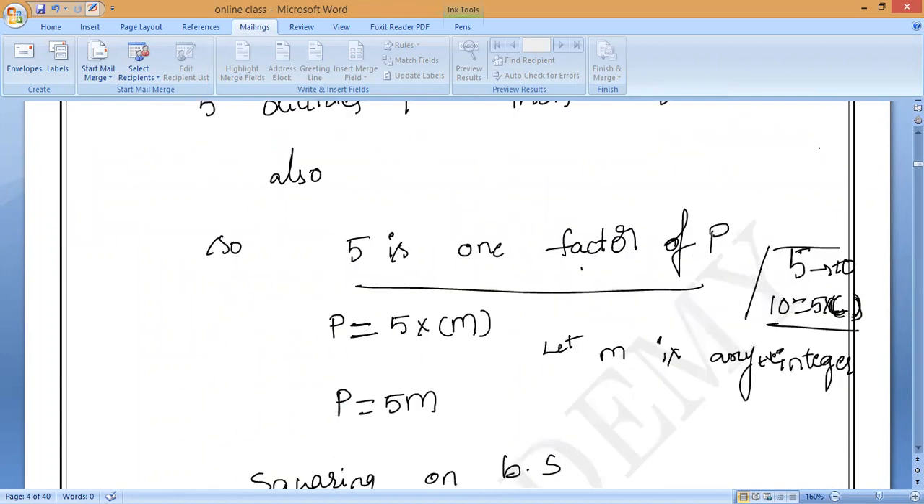How to write a common factor? Suppose 10 equal to 5 into some number, where 5 is a common factor. In place of 10, here p has one common factor, that is 5. So p equal to 5 into some number, any positive integer. So p equal to 5 into m. m is any number. Do you understand?